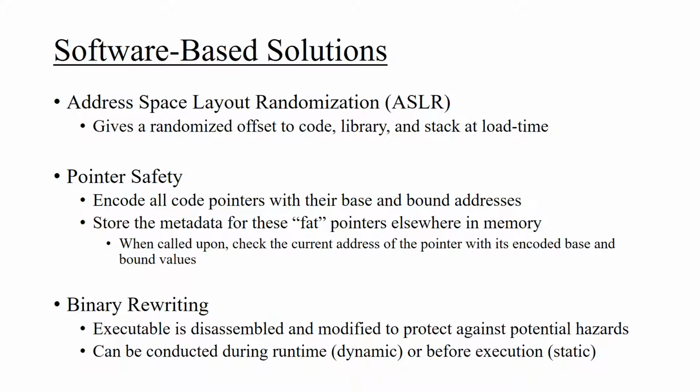When a pointer is called upon, its future address location is checked to see if it fits within the allocated base and bound area. Binary rewriting looks past the source code and focuses on protecting a program after it has been compiled, at its binary level. The executable is disassembled to a human-readable format, and protections are then put in place where potential hazards may arise, for instance, boundary checking at the creation of arrays. This can be done dynamically, which is during execution, or statically, which is any time after the program is compiled but before it has been executed.